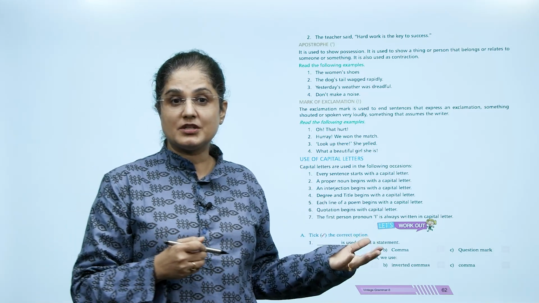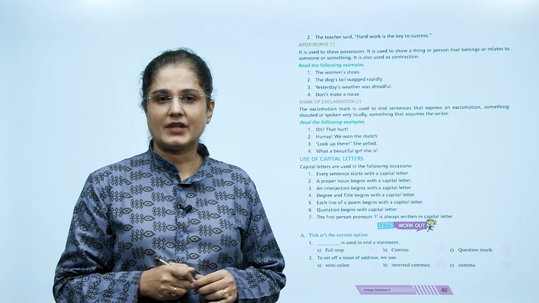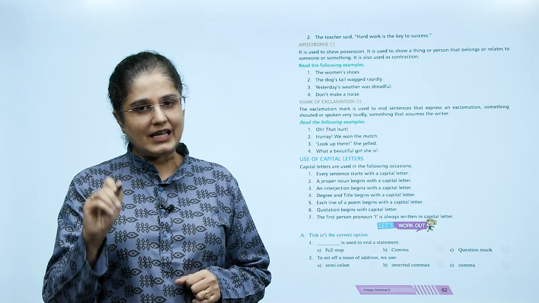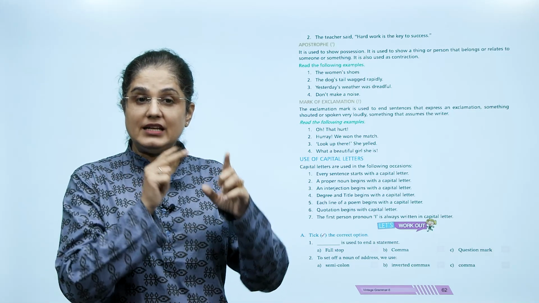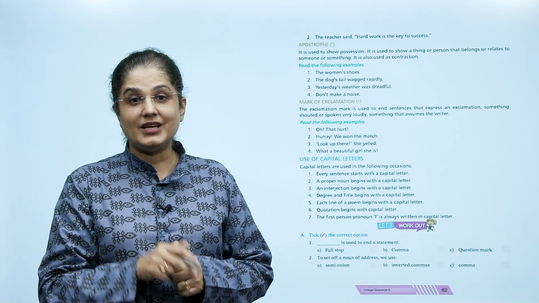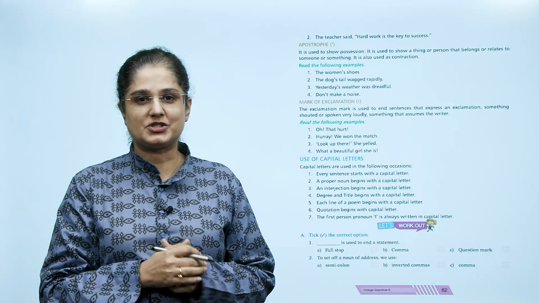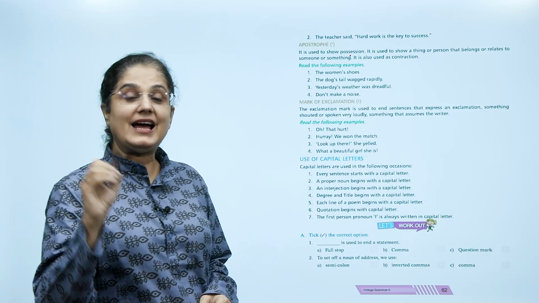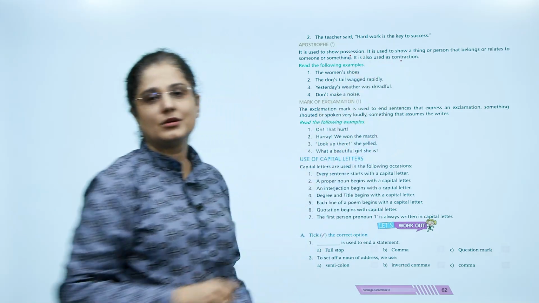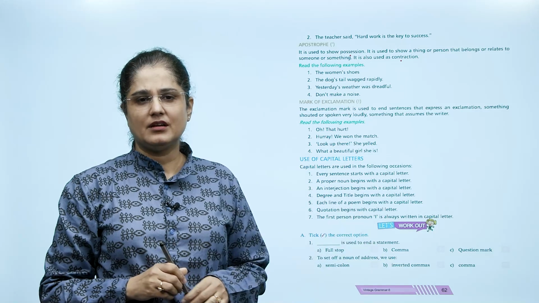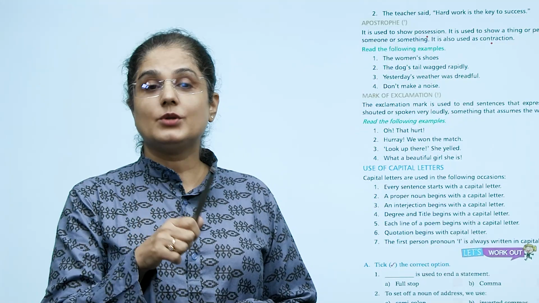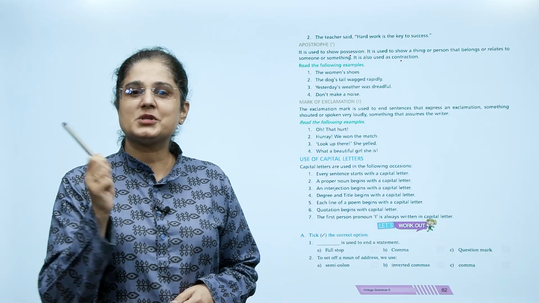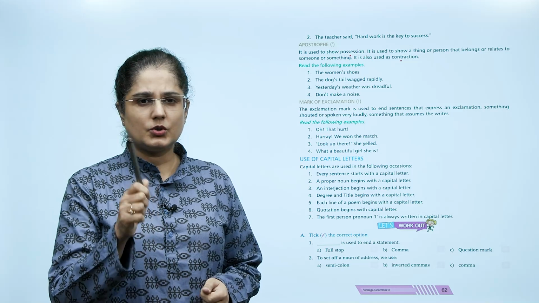Now another punctuation mark is the apostrophe. It is used to show possession. It is used to show a thing or person that belongs or relates to someone or something. So it is also used as contraction. So two purposes: one is possession and the other is contraction. For example, the women's shoes, the dog's tail wagged rapidly. Third, yesterday's weather was dreadful. Fourth, don't make a noise.